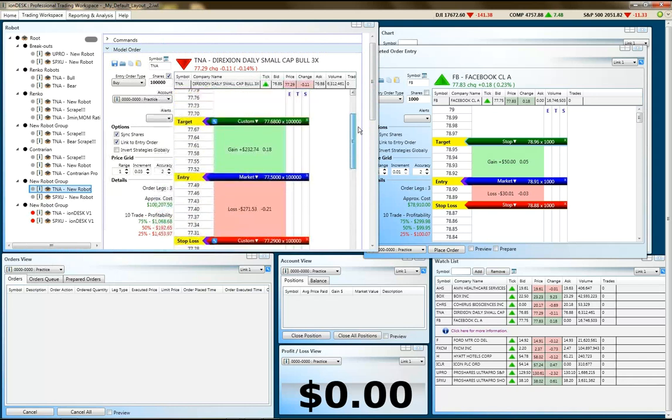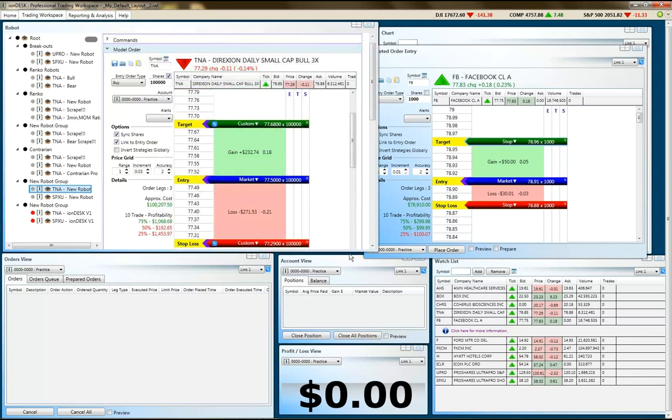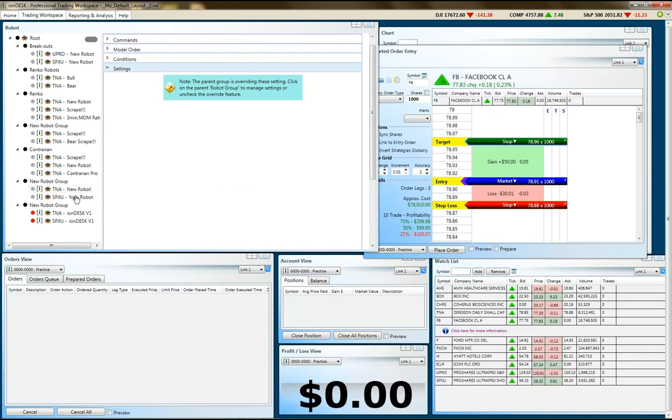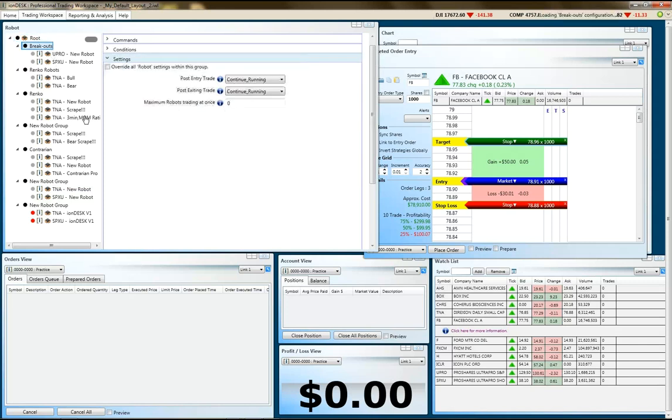Okay, so again, the robot, its core. Let me explain this. This is basically your robot here, and the way that it's structured is, you have a robot root, you have a robot group, and you have robots per each group. That's the way it's organized.